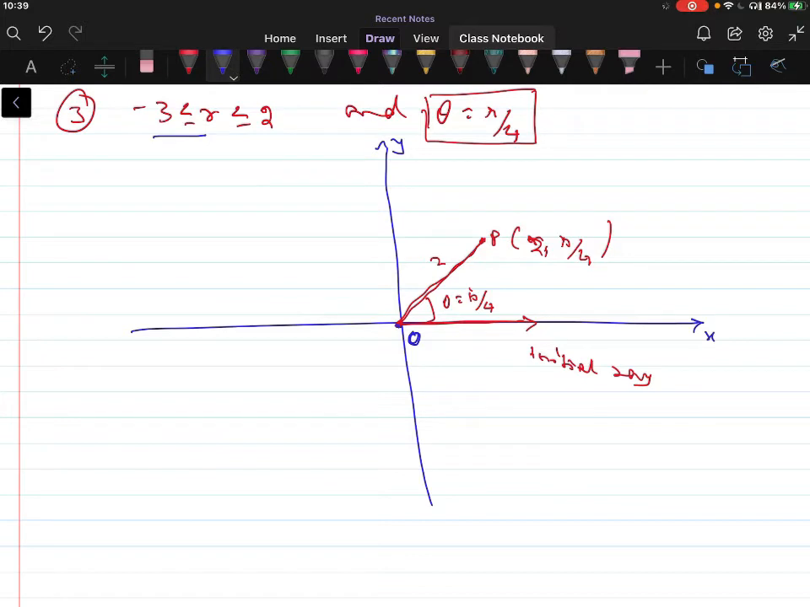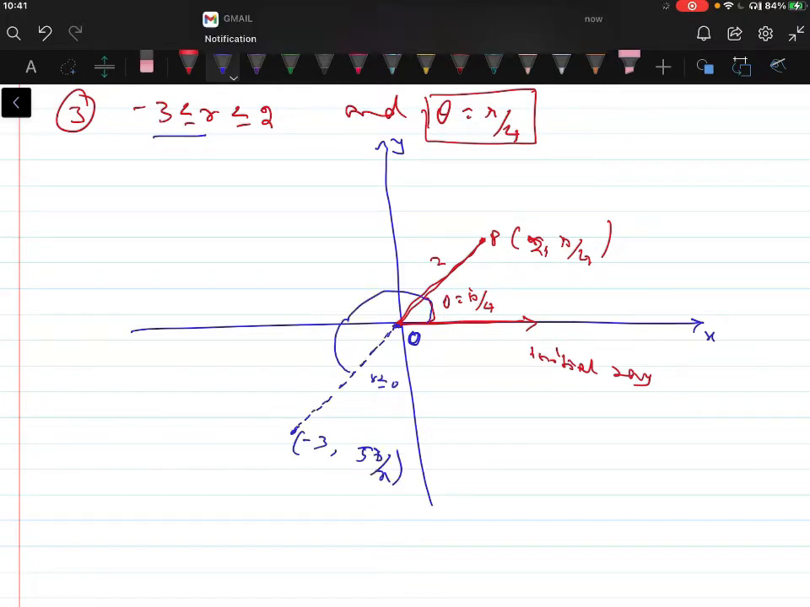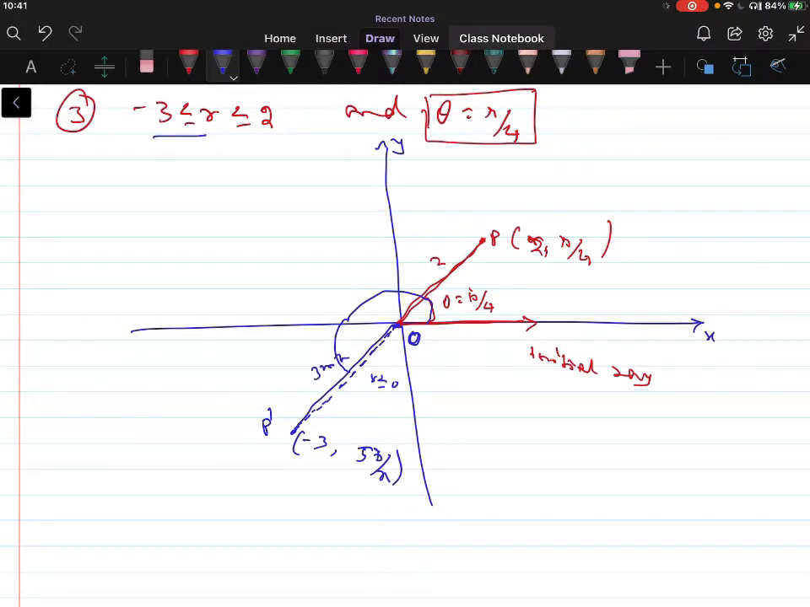So let us extend the line opposite of the OP in the third quadrant with length 3. So this length from O to P dash is 3 units and makes an angle from 0 to pi plus pi by 4, that is 5 pi by 4. So therefore r lies between -3 to 0 and 0 to 2, and theta is equal to pi by 4 is a line that makes an angle theta is equal to pi by 4 with the initial ray.